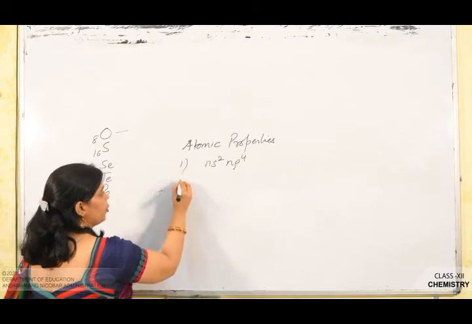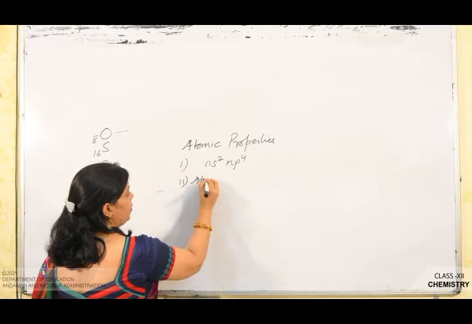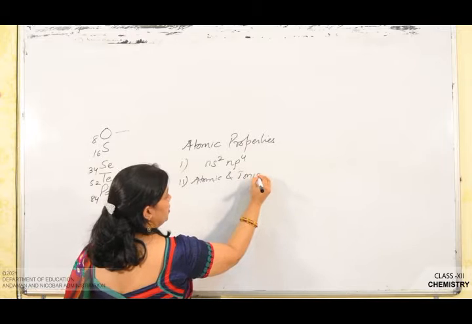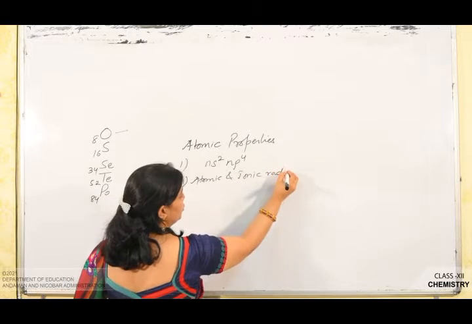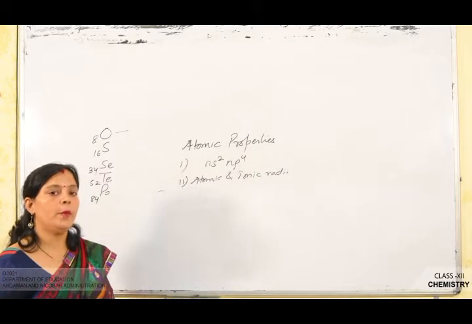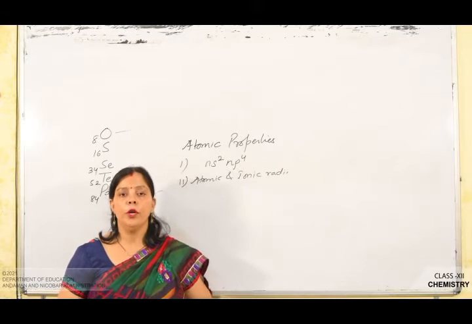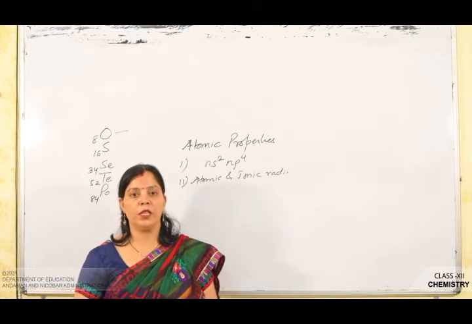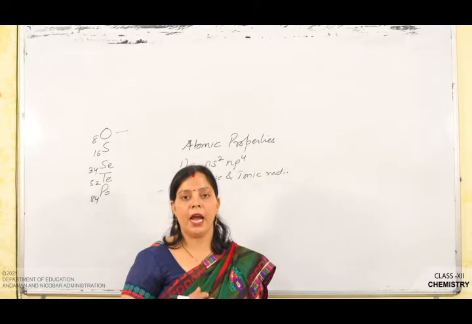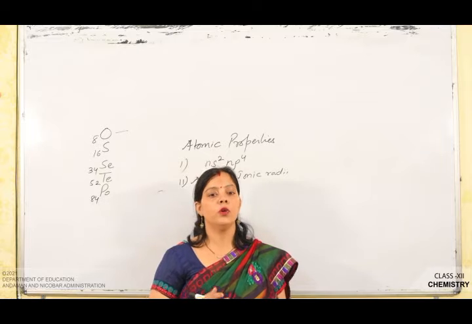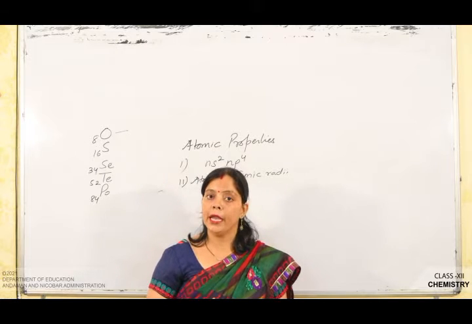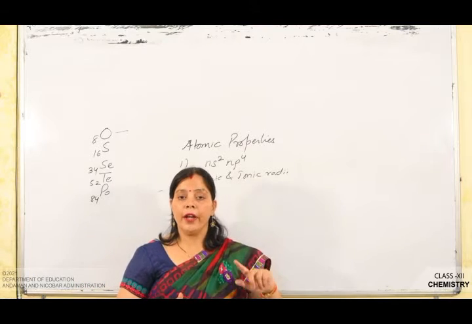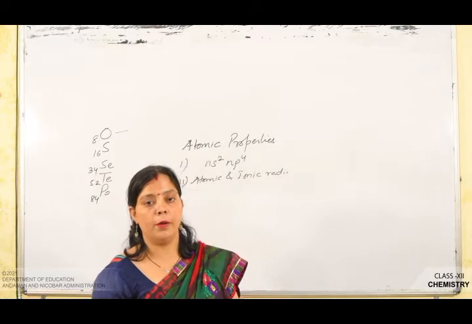After that, the next important property is the atomic and ionic radii. So children, as per the rule, the atomic radii increase down the group due to the increase in the number of shells. So as we move down group 16, the atomic and ionic radii of the elements also increase. The atomic radii of the group 16 elements are smaller than the radii of the group 15 elements.